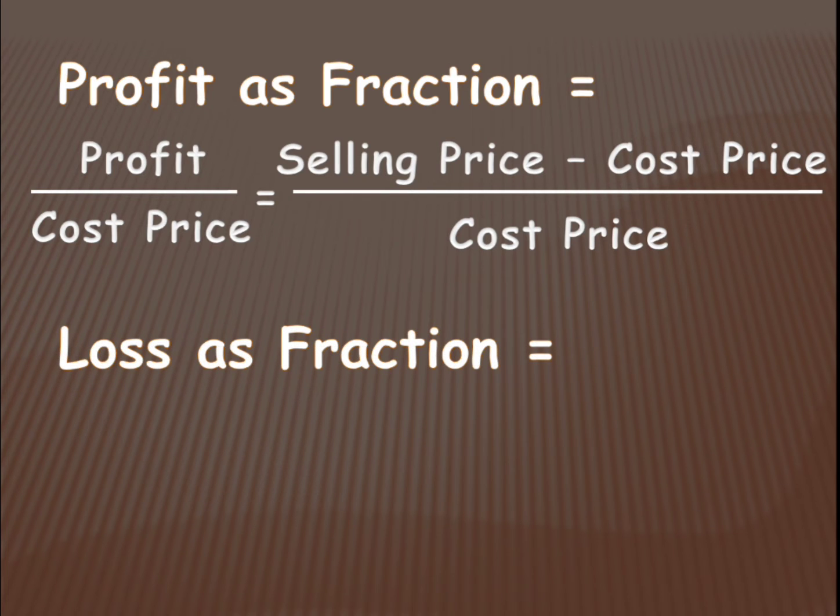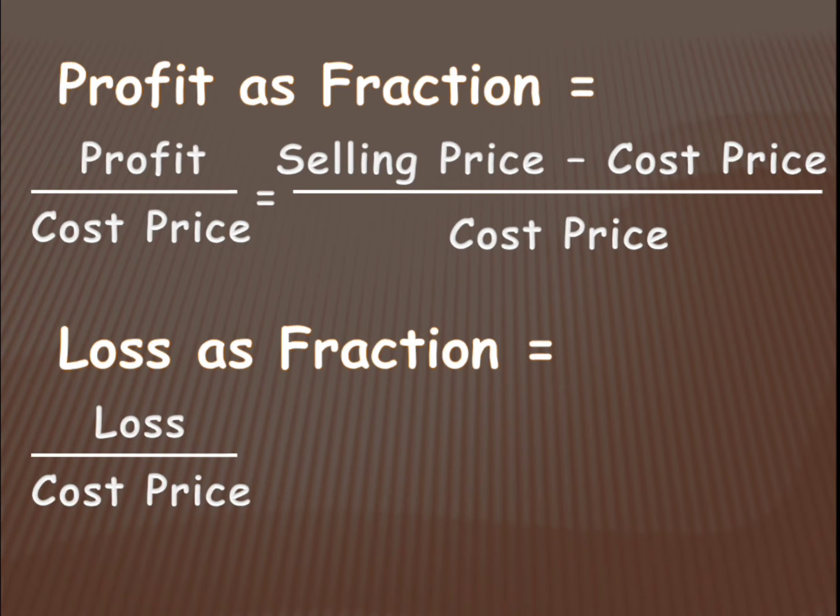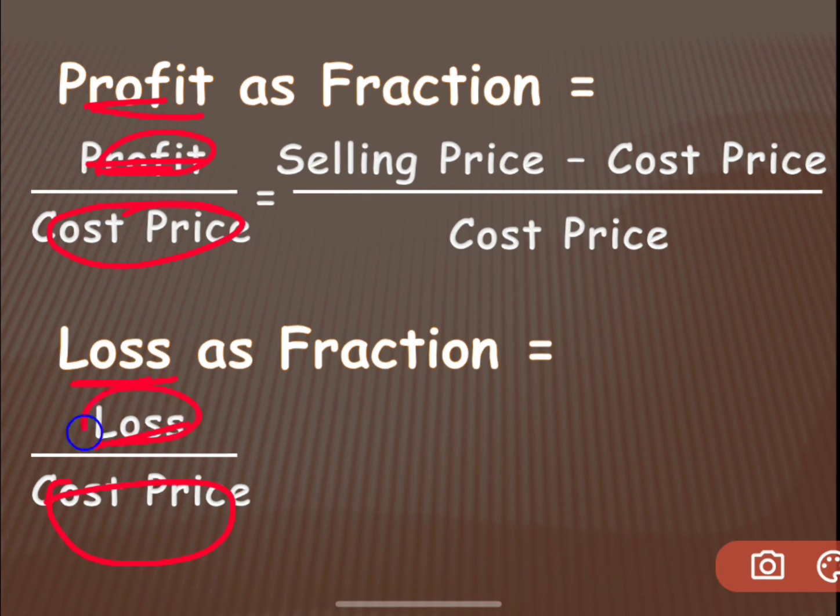Now, in the same way, loss as a fraction. For loss, obviously you will not have profit, you will have loss, isn't it? So loss by cost price. Here, for profit it is profit by cost price, and for loss it is loss by cost price. Denominators are the same, only the numerators are different. For profit it is profit, for loss it is loss.